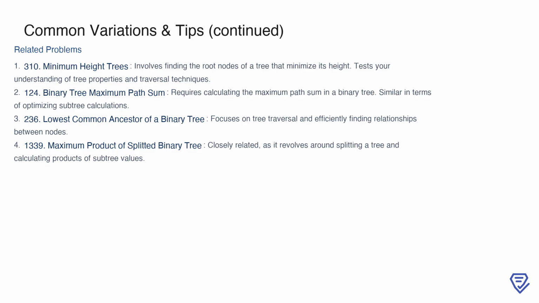Practicing related problems can deepen your understanding of tree-based algorithms. For example, problem 310, minimum height trees, asks you to find the root nodes that minimize a tree's height, testing your knowledge of tree properties and traversal techniques. Problem 124, binary tree maximum path sum, focuses on calculating the maximum path sum in a binary tree, which is similar in terms of optimizing calculations related to subtrees.